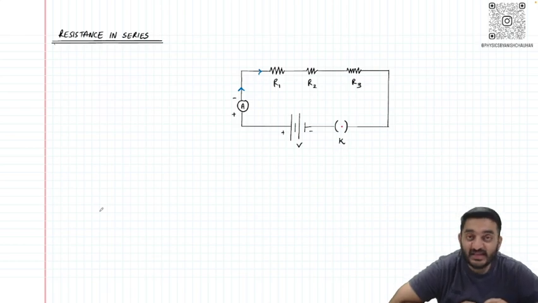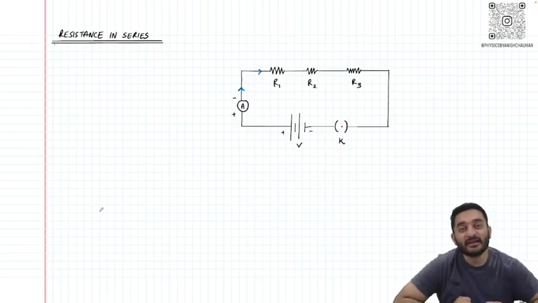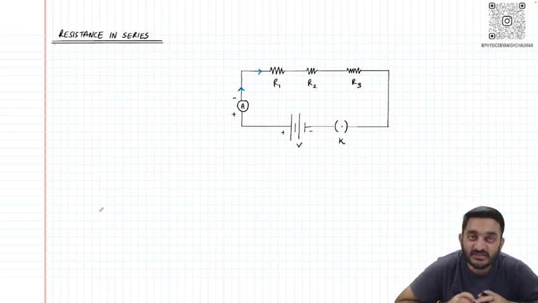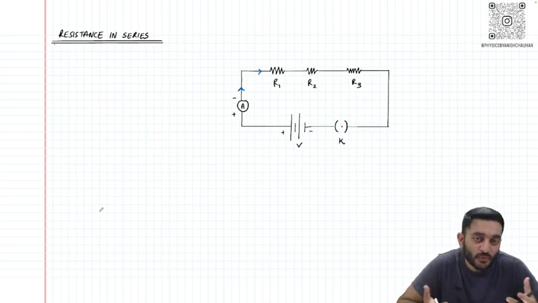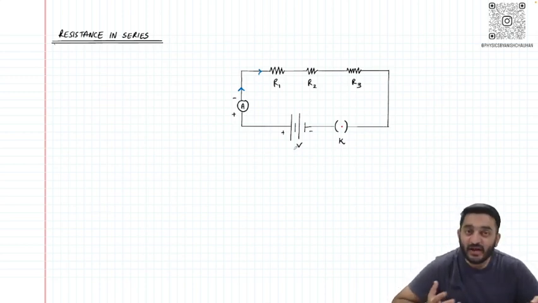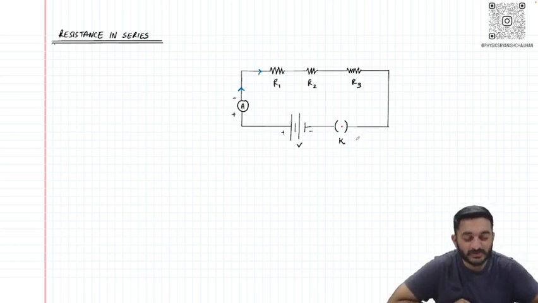Now if I have to understand this particular example over here, that how exactly the total resistance can be calculated, which we call as equivalent resistance, what we can understand, we know that current is always going to flow from positive to negative terminal.